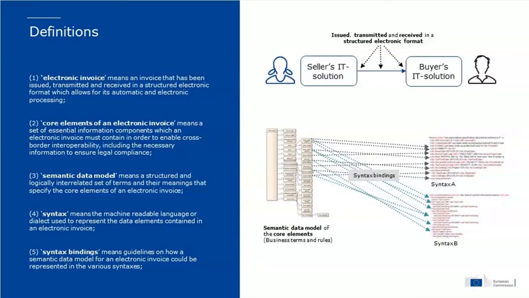Also, we mentioned that an electronic invoice, in its definition by the directive, means that it has been issued, transmitted, and received in a structured electronic format, which allows for its automatic and electronic processing. Just to give you an example of what is not an electronic invoice: if I send you a paper invoice and you as a receiver scan it and process it electronically, that is not considered an electronic invoice in this perspective, because it should be issued and transmitted electronically.